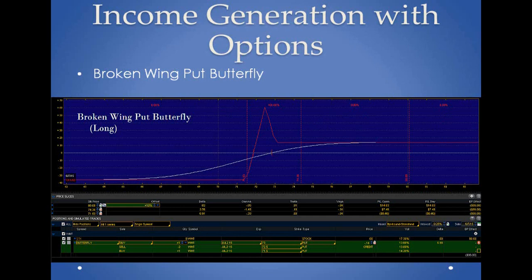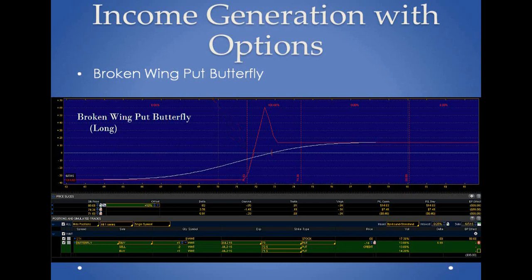And to the downside, if this did break to the downside, our break even would happen when it sold off to the skipped strike price minus the net credit received. So our skipped strike price was $72 minus the 14 cents. So our break even is if Walmart were trading at $71.86. That's where the red line crosses the dotted line.